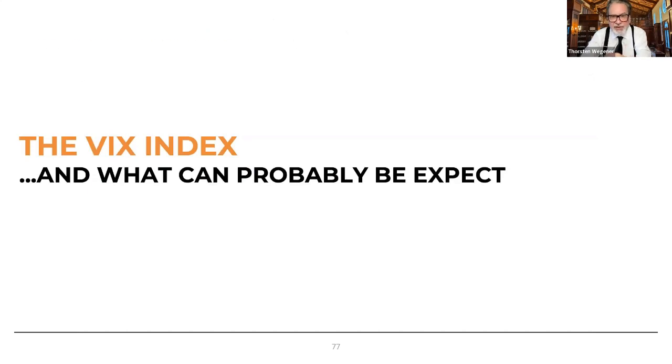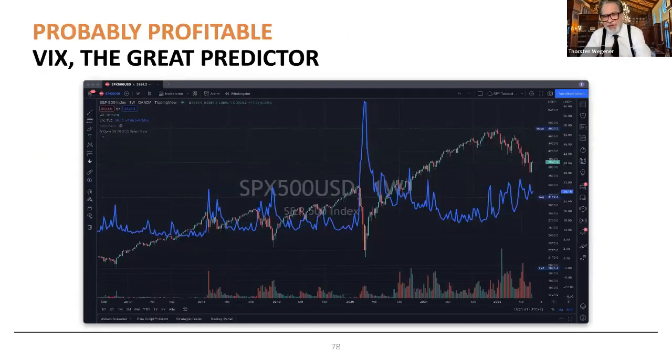So what can probably be expected? I've drawn here the S&P again. What did I actually take? I took the S&P, and in blue you can see the VIX. You can already see the relationship. If the market is a fast market, which usually happens on the way down, the expected future level is quite high by market participants. The blue line, that's the VIX in here.